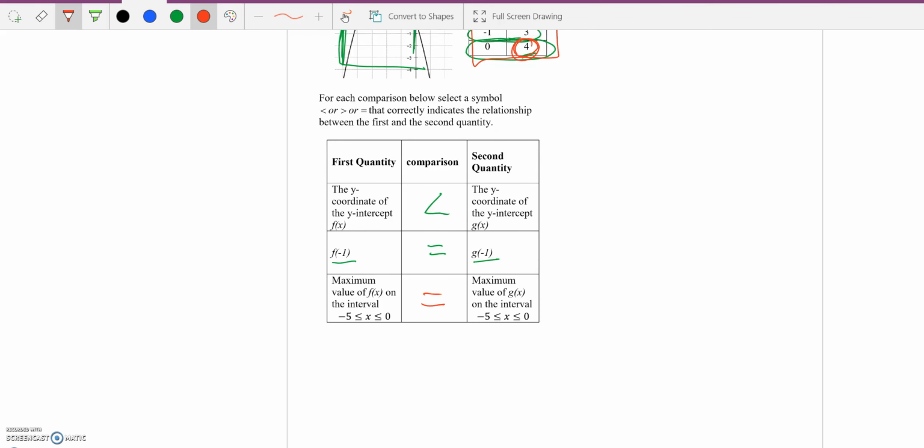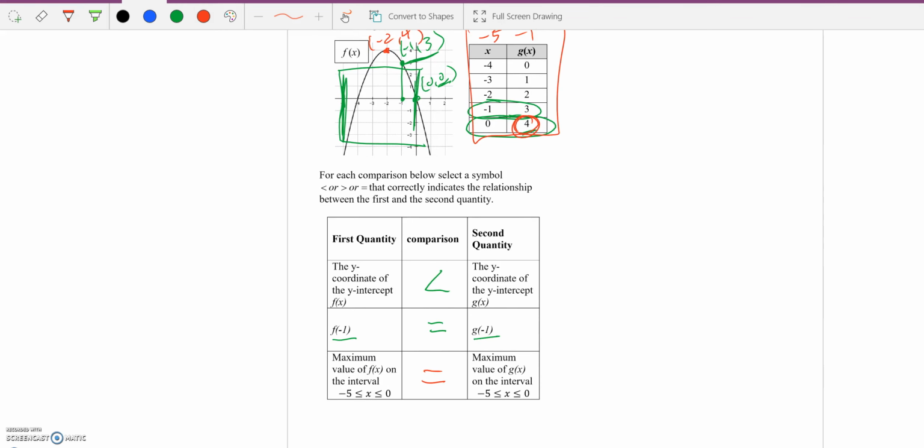And that is going to do it for our review. Make sure you take a look at this and be ready for the test on Monday.